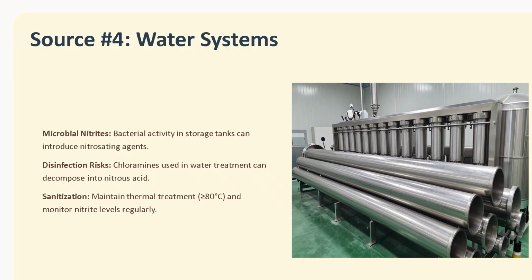Now here's a source that's often underestimated: water systems. Water can introduce nitrosating agents in 2 main ways. First, microbial activity in storage tanks can generate nitrites. Second, chloramines used in disinfection can degrade into reactive species like nitrous acid. Since water is used throughout manufacturing, even small contamination can have widespread impact. To manage this, maintain proper thermal sanitization, typically above 80 degrees Celsius, and regularly monitor nitrite levels in your system.